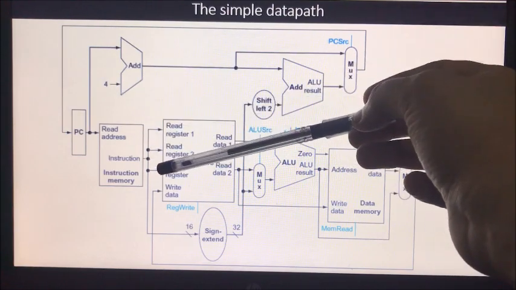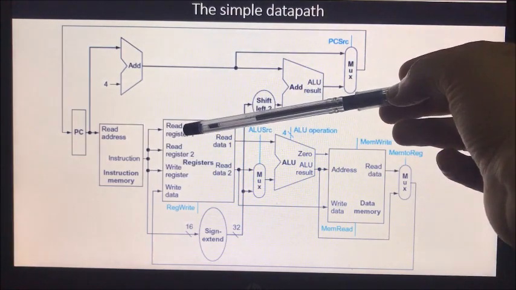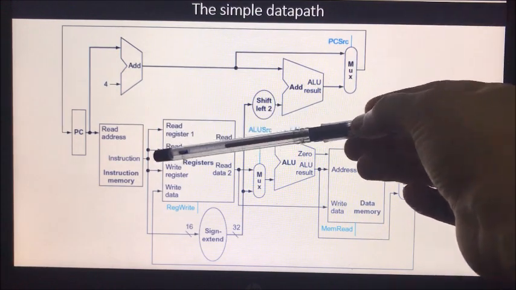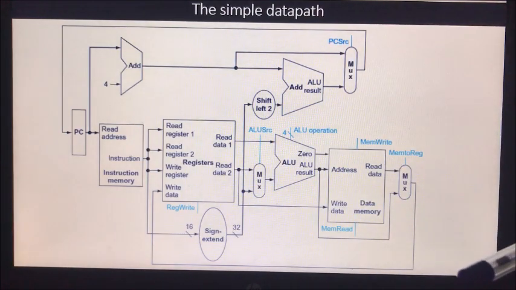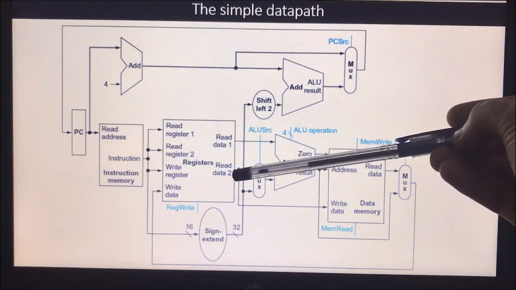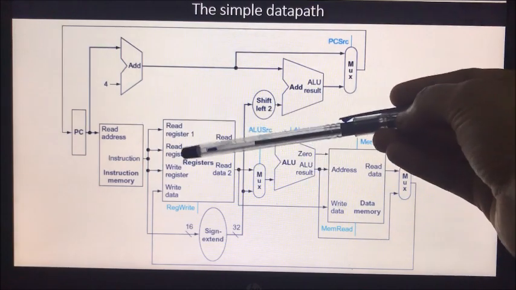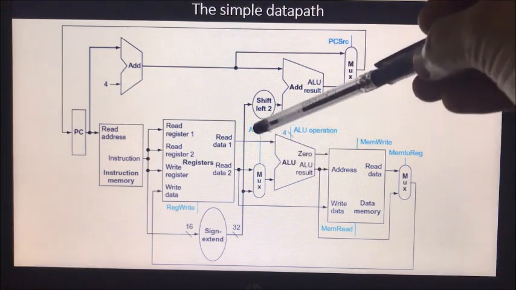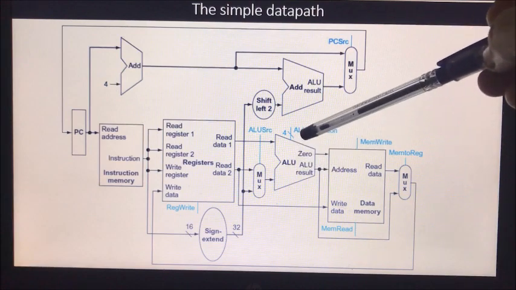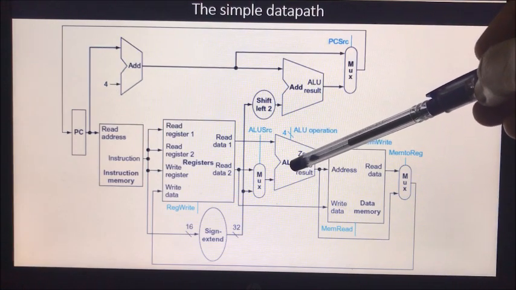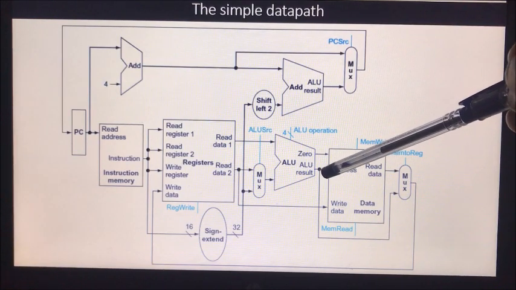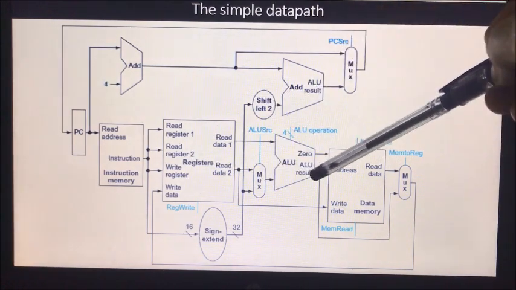Let us say that we are performing an arithmetic logical instruction, an addition instruction. Read register 1 and read register 2 will give the registers from which we are going to read the data, and read data 1 and read data 2 will give the registers' output. Here ALU SRC will select read data 2 as an input to the ALU, and ALU operation will select the addition operation. So this ALU output will become the addition of read register 1 and read register 2.